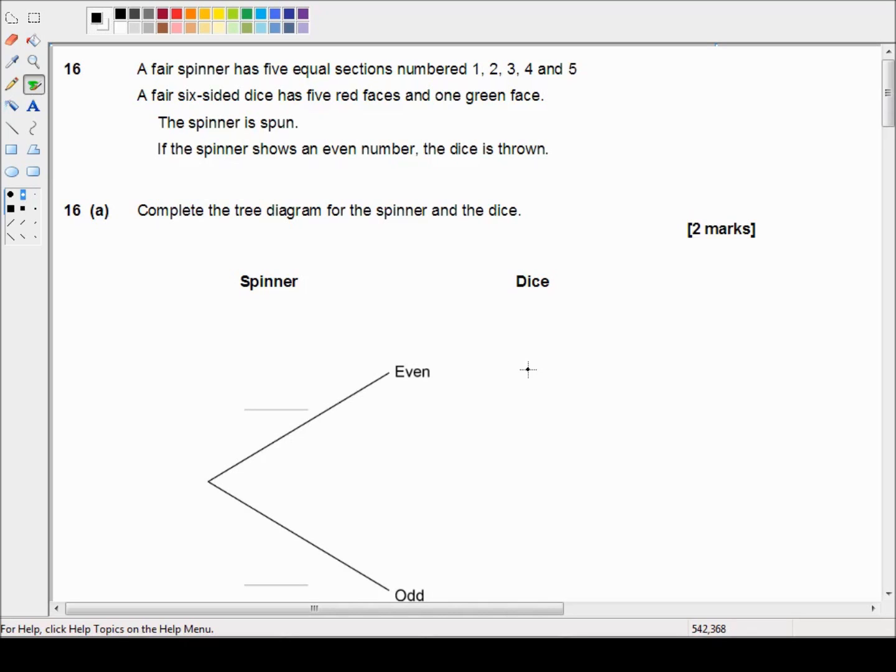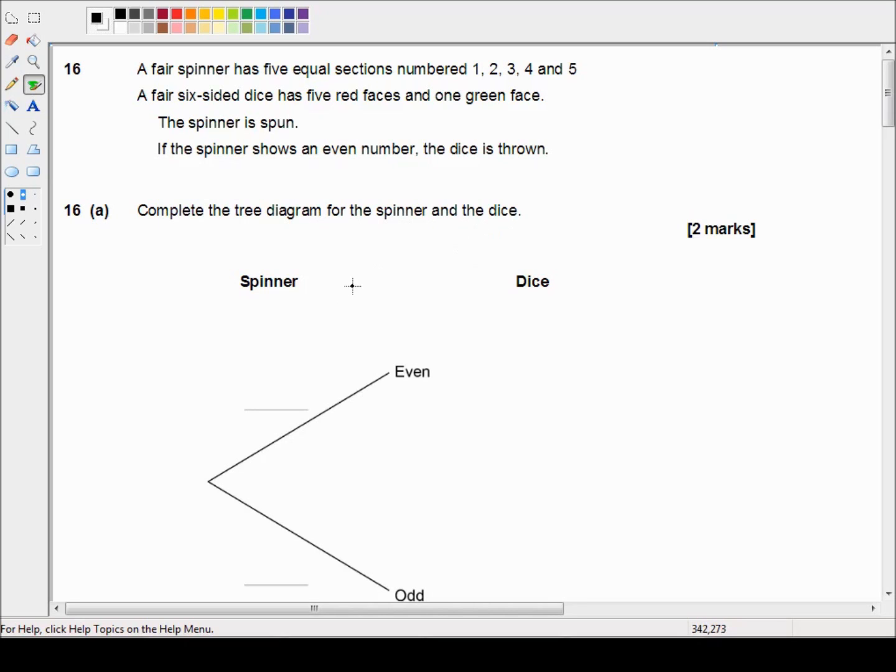This is a non-calculator paper, so we're not allowed to use calculators, and we're picking up in question 16, which reads: a fair spinner has 5 equal sections numbered 1, 2, 3, 4 and 5. A fair 6-sided dice has 5 red faces and 1 green face. The spinner is spun. If the spinner shows an even number, the dice is thrown. Complete the tree diagram for the spinner and the dice.